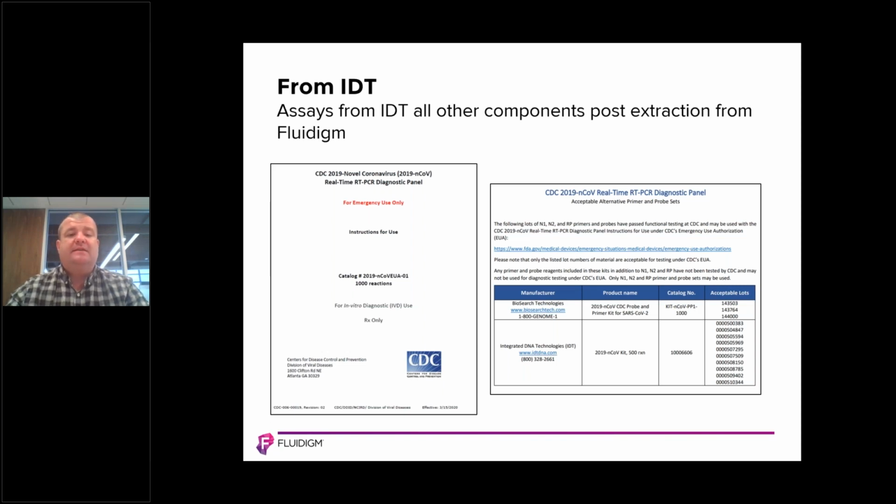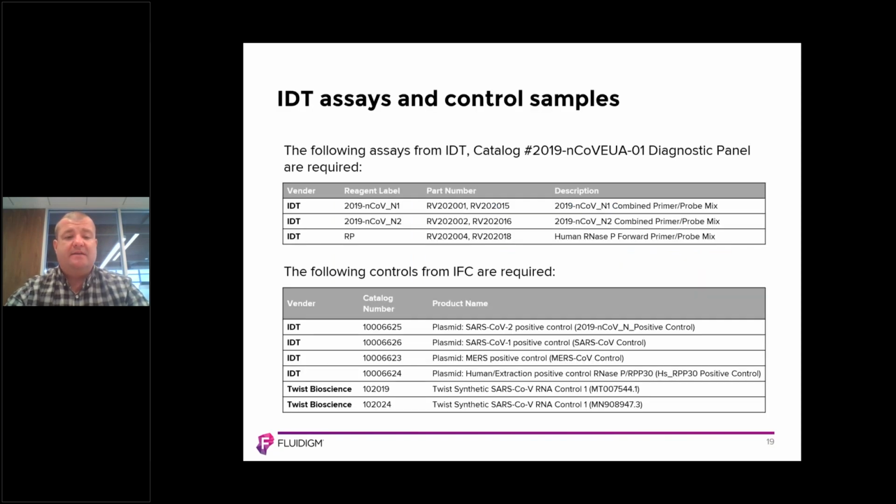And if you look in more detail on this protocol, you can see that there's a range of different assays, which you saw on the previous slide, were N1 and N2 and RP. RP stands for RNase-P and is the control assay. In addition, there's a lot of controls that you can get from IDT and Twist Biosciences, and these are listed here at the bottom of the slide.